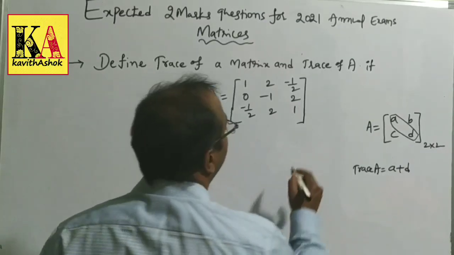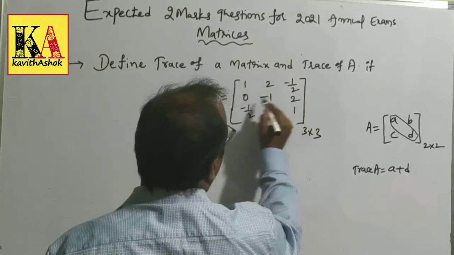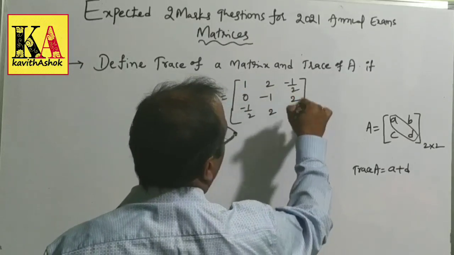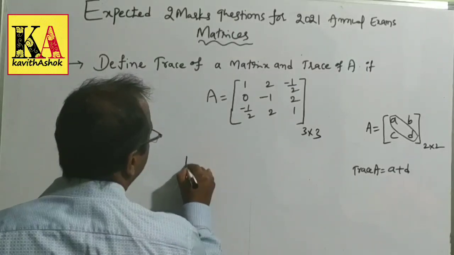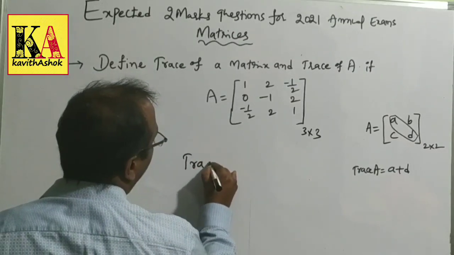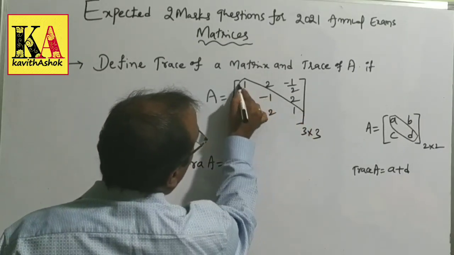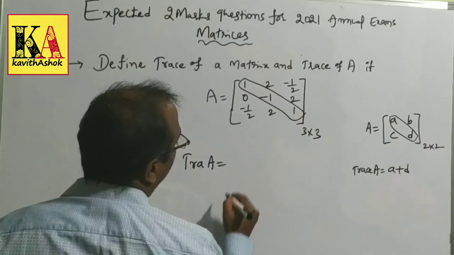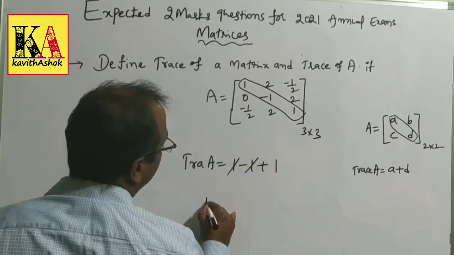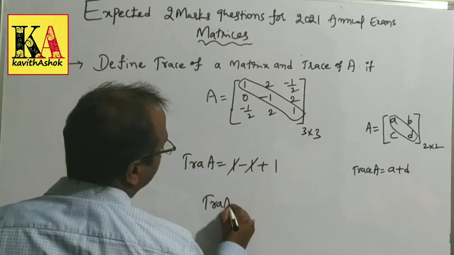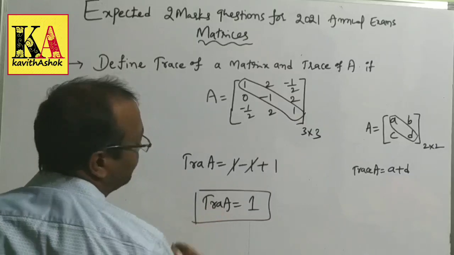So here a 3 by 3 matrix is given. 3 rows are there and 3 columns are there. So this is a square matrix. To find the trace of A, it is the sum of the elements in the principal diagonal. This is the principal diagonal or simply diagonal. 1 minus 1 plus 1. 1 gets cancelled, sir. Trace of A is equal to 1. Like this we can calculate the trace of the matrix.